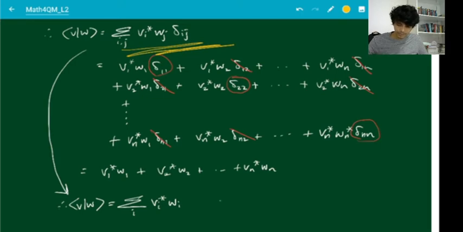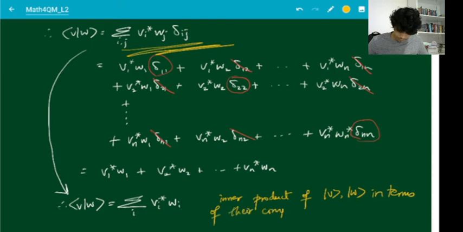So this is the inner product of these two vectors V and W in terms of their components, Vi and Wi. And check, this is exactly what we had in our normal definition of dot product, right? Vx Wx plus Vy Wy plus Vz Wz. So this comes out because our basis vectors i, j, k are orthonormal. Very good.